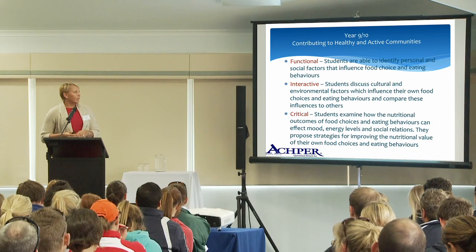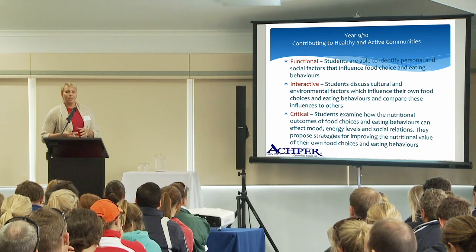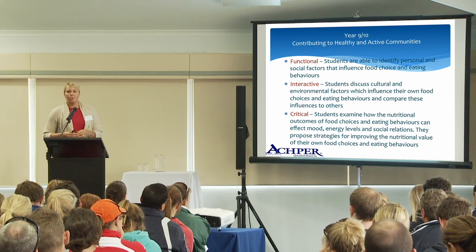At a critical health literacy stage, they're now examining the nutritional outcomes of food choices, and how their eating behaviours can affect their mood, their energy levels, and social relations. They propose strategies for improving the nutritional value of their own food choices and eating behaviours. So at that critical level, there's always that aspect of what can I do about it? How can I send this message to others, and advocate for the health message?